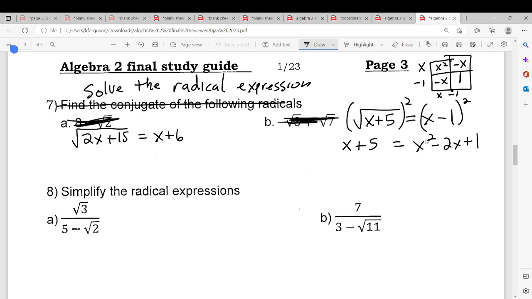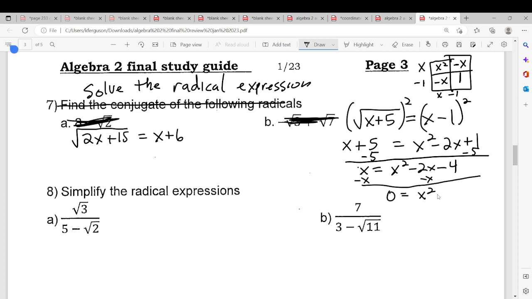Now, because this problem has an x squared in it, and that x squared isn't going anywhere, what I'm going to do is move all of my stuff to the right side of the equation and then factor. So I'm going to start by subtracting 5 from both sides. Subtracting 5 from both sides gives me x equals x squared minus 2x minus 4. Then I'm going to subtract x from both sides. Okay, so now I have 0 equals x squared minus 3x minus 4.